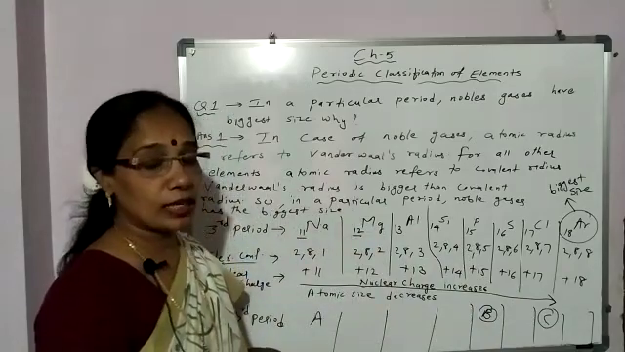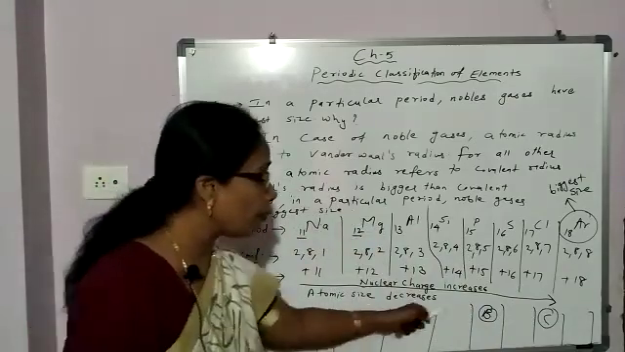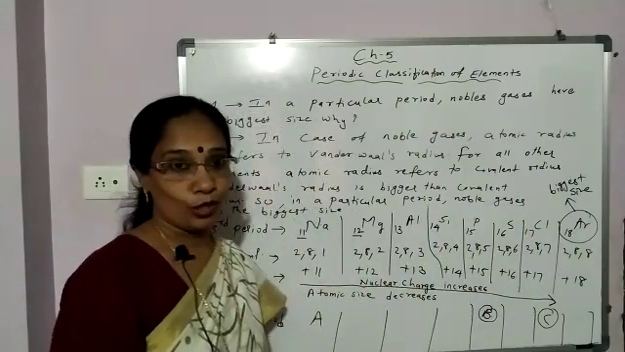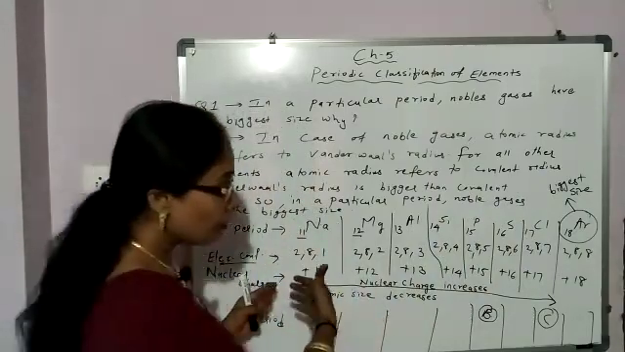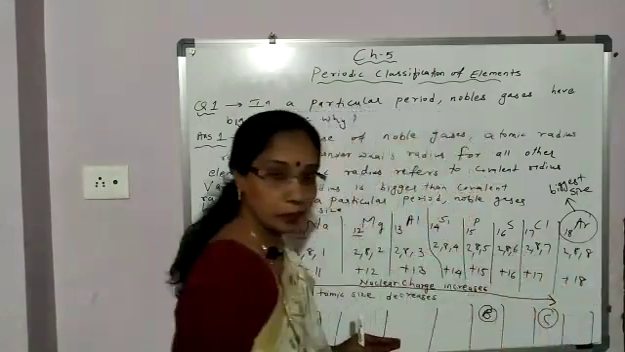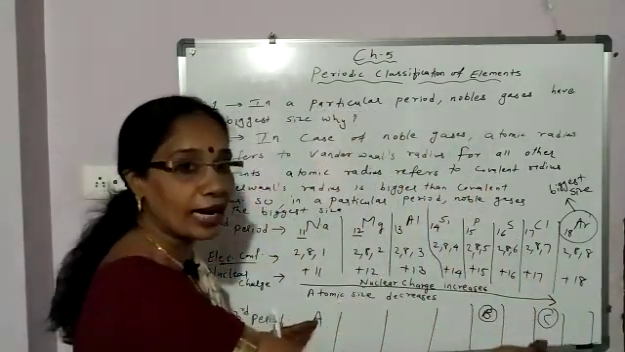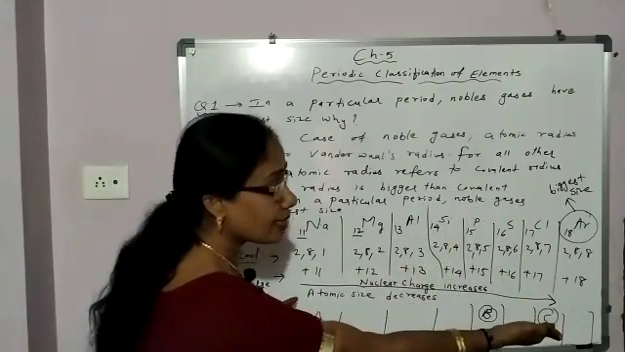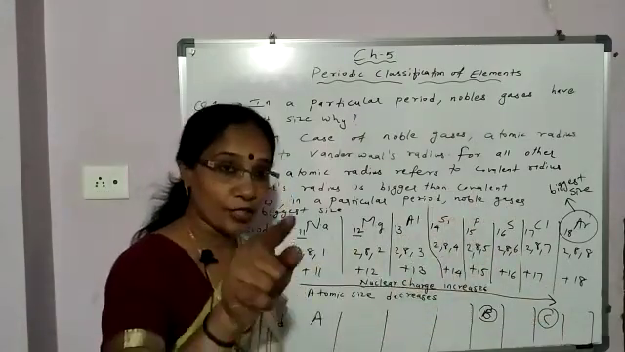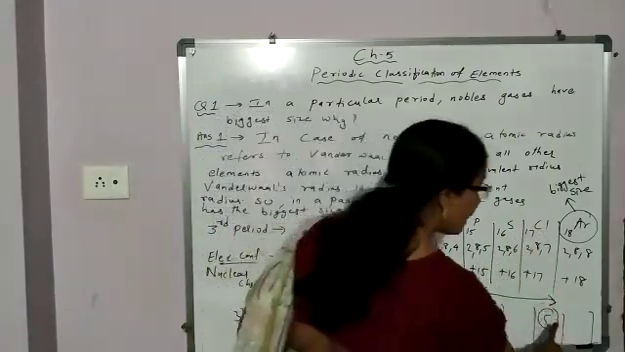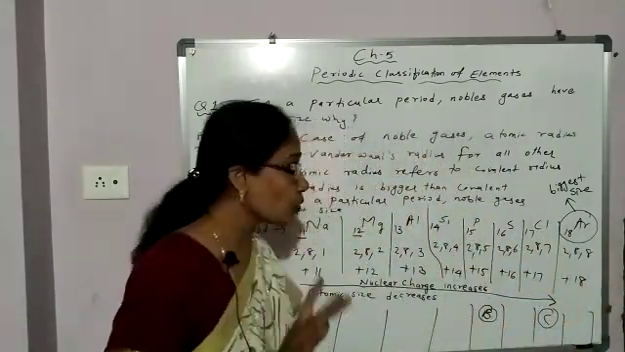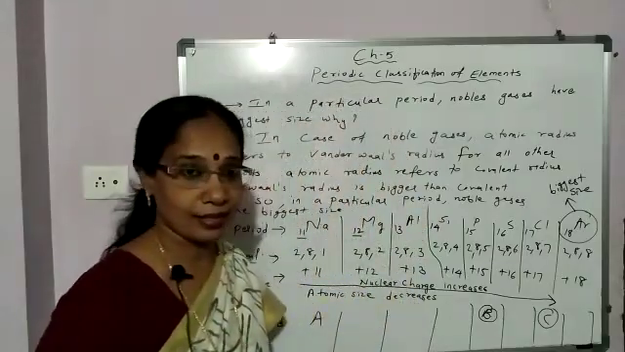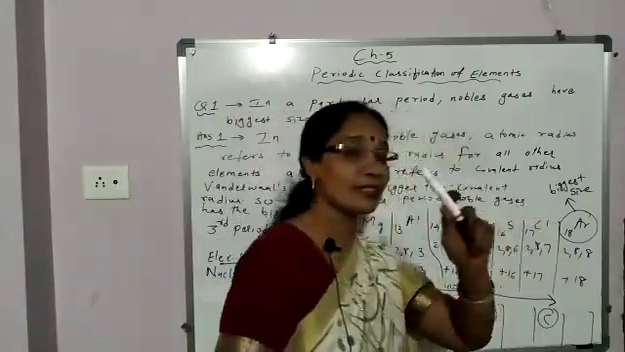Next, what question can be asked? Out of A, B and C, which has the smallest size? Which is on the extreme right? Because as you move from left to right, atomic size decreases. So which is on the extreme right side? C. So your answer will be: element C has the smallest size. You will not write element chlorine has the smallest size. You will write element C has the smallest size.